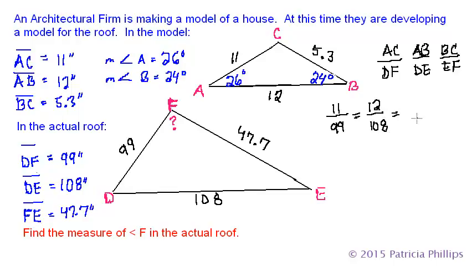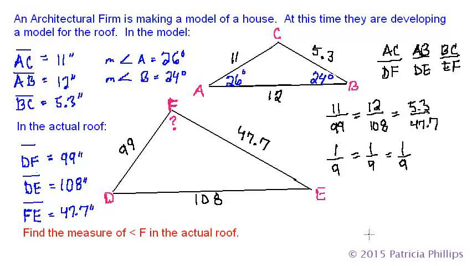And this would have to be equal to the proportion of BC, which was 5.3, and EF, 47.7. Okay, now what's going to happen is when you do the math on all of these, whether you do it by hand or by a calculator, you're going to end up with 1 over 9. For example, in the first one, 11 goes into 99 9 times. It goes into itself once. It goes into 99 9 times. And you're going to get for all of these sides that their proportions are 1 over 9.